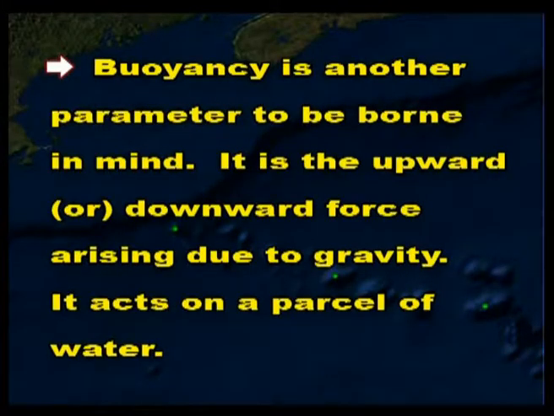Due to solar lunar influences, tides, tidal currents and tidal mixing all happen in the oceanic waters regularly. Buoyancy is another parameter to be borne in mind. It is the upward or downward force arising due to gravity. It acts on the parcel of water. Density plays a catalytic role in enacting the buoyancy also. Horizontal pressure gradients are also created due to the varying weight of water in different parts of the oceans.